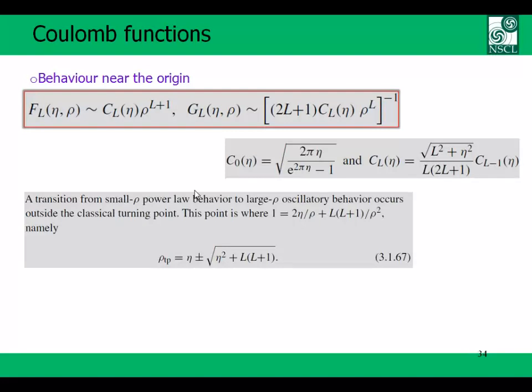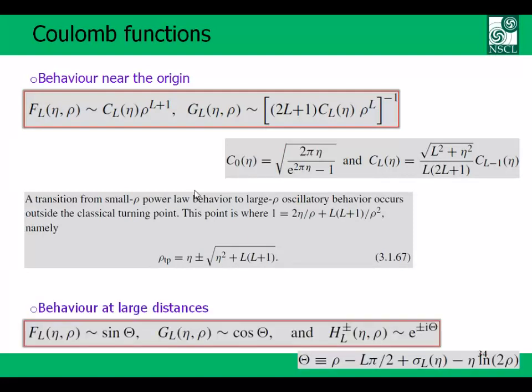The transition from the power law to an oscillatory behavior actually happens at what is called a turning point, and the turning point, I think you've discussed that in your classical mechanics in undergraduates. It's where the energy and the potential match. So you can work out what the value of that turning point is, and where this function transforms into an oscillatory behavior.